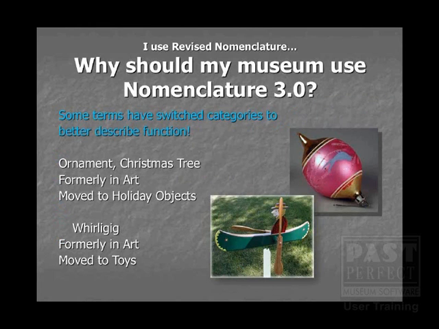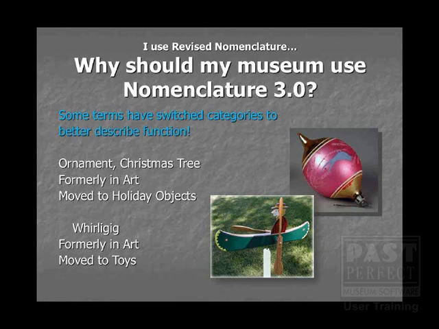Some terms have also switched categories in order to provide greater clarity into their intended function. A couple of examples of this are a Christmas tree ornament. Christmas tree ornaments were formerly listed under the category of communication artifact and the subcategory of art. This has been moved to the classification ceremonial artifact, subclass holiday objects. So holiday objects really describe the function of a Christmas tree ornament much better than just art.